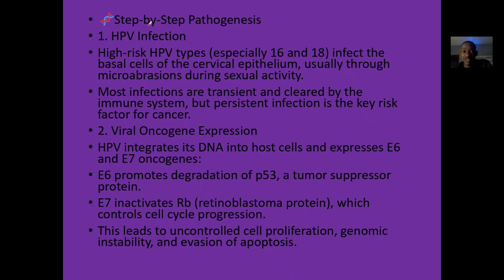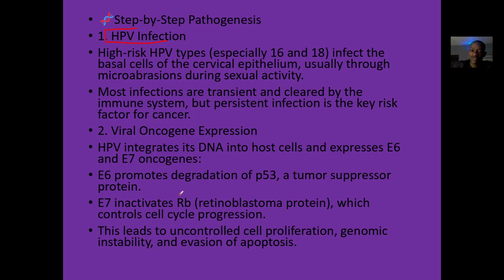So the first thing that kickstarts this process is infection from human papilloma virus. The high risk types, especially type 16 and 18. Do you understand? So it integrates into the DNA and expresses E6 and E7. This will now scatter the cell cycle that usually checks to know when a cell should grow and when the cell should stop growing.